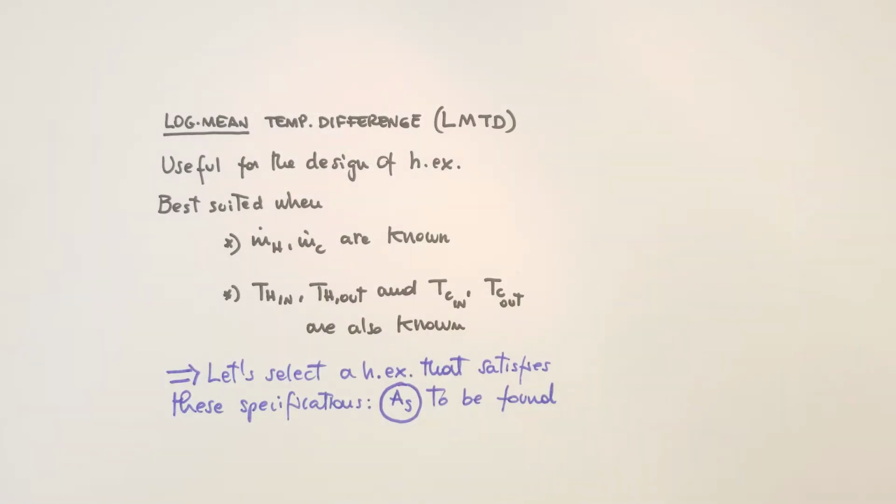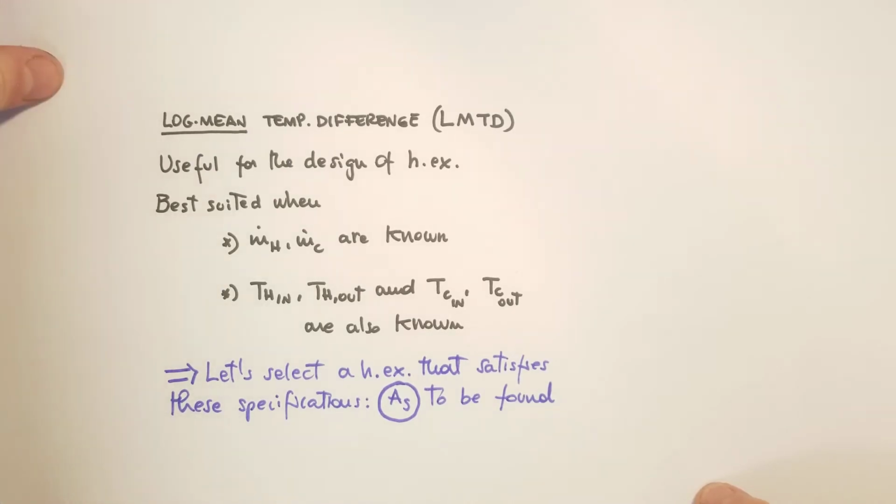In particular, this method is used when the mass flow rate of the hot fluid and the mass flow rate of the cold fluid are known, and also when the four characteristic temperatures of the heat exchanger are given. These are the inlet and outlet temperature of the hot fluid and the inlet and outlet temperature of the cold fluid. So the objective for this kind of design is to select a heat exchanger that satisfies these conditions. Therefore, we need to find A_s, the size of the heat exchanger.